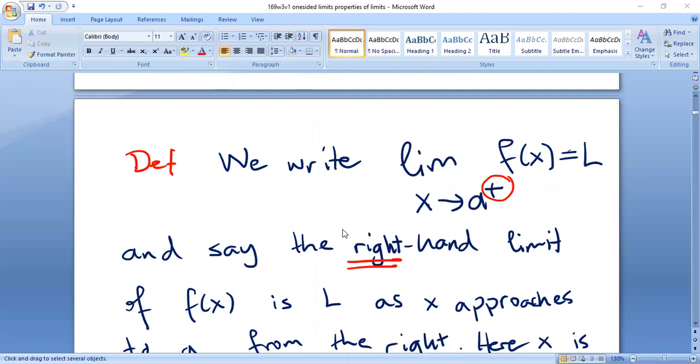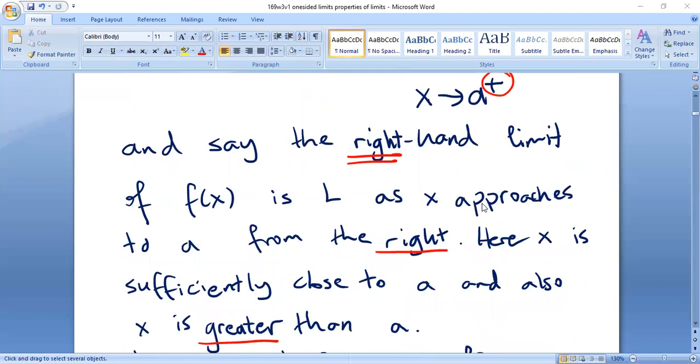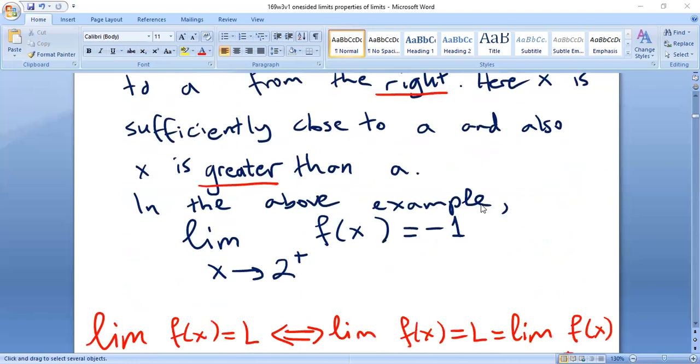And then similarly, we can also look at the right-hand limits. But in this case, we write superscript plus on top of a, which I labeled in red. So that means x is approaching a from the right of a with a little bit larger numbers than a, but very close to a. Then the limit is equal to L, and then we say the right-hand limit of f is L as x approaches a from the right. Again, similarly, x is sufficiently close to a, and it's greater than a. And in the above example, the right-hand limit of f when x goes to 2 is minus 1.